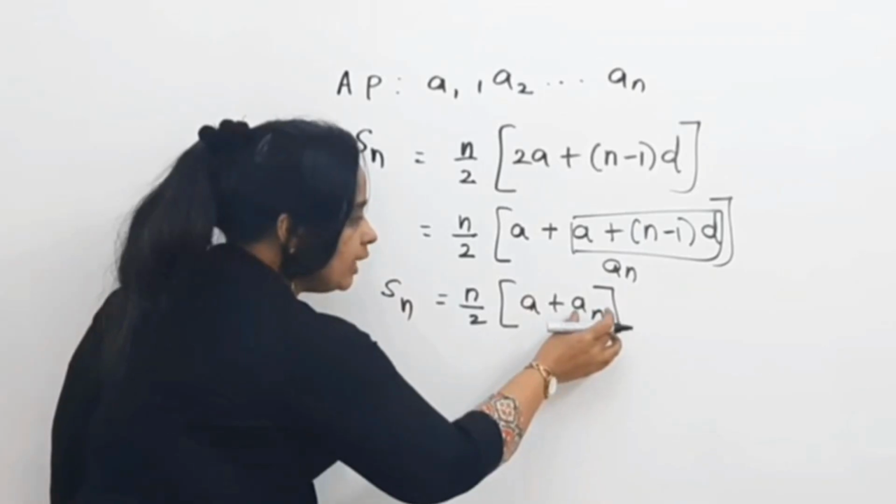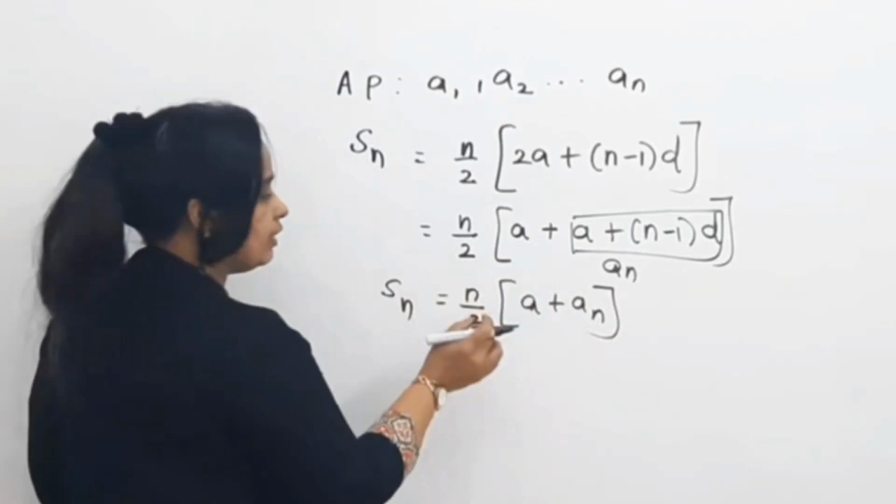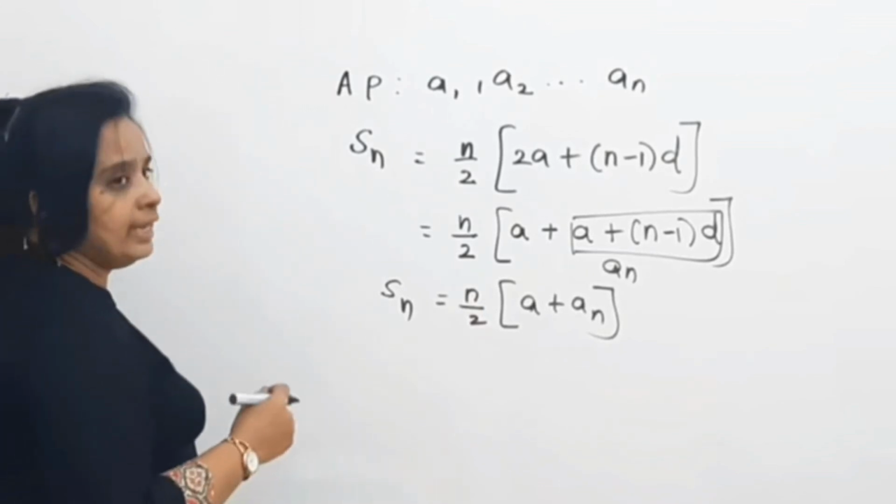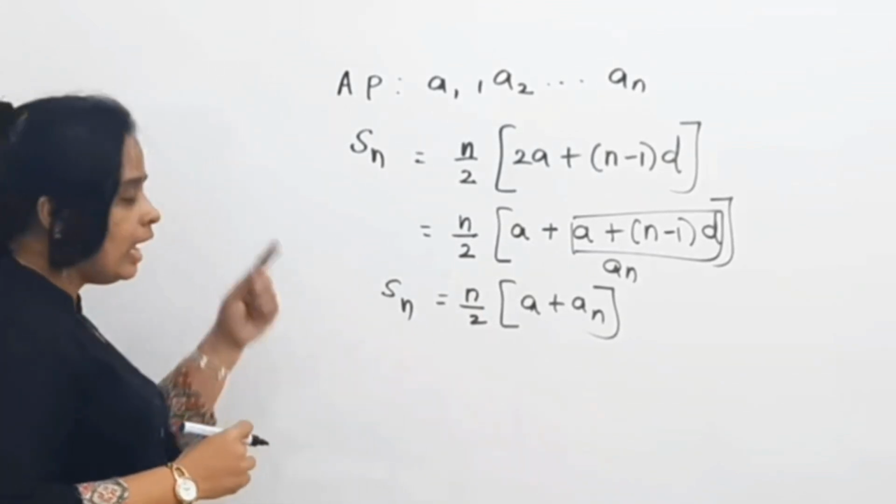When the last term is given in the question, you can directly substitute in this formula and get your Sn. This kind of question will come in MCQs.